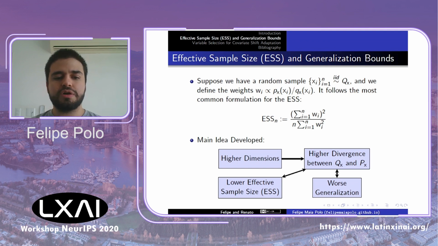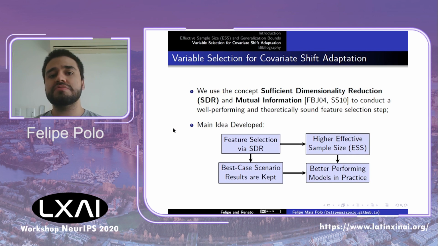Our second contribution regards a feature selection procedure for covariate shift adaptation. Our approach is theoretically supported by the concepts of sufficient dimensionality reduction and mutual information. Our idea can be summarized in the diagram below. So, making feature selection via SDR implies a higher effective sample size, but also implies that the best case scenario results are kept. And everything tends to lead to better performing models in practice.